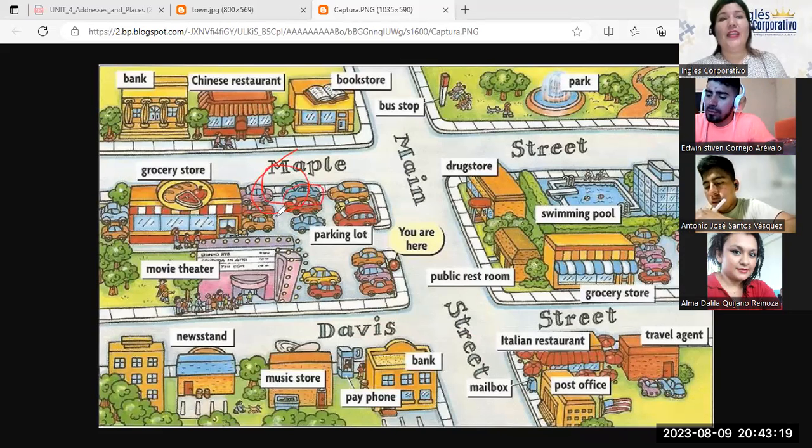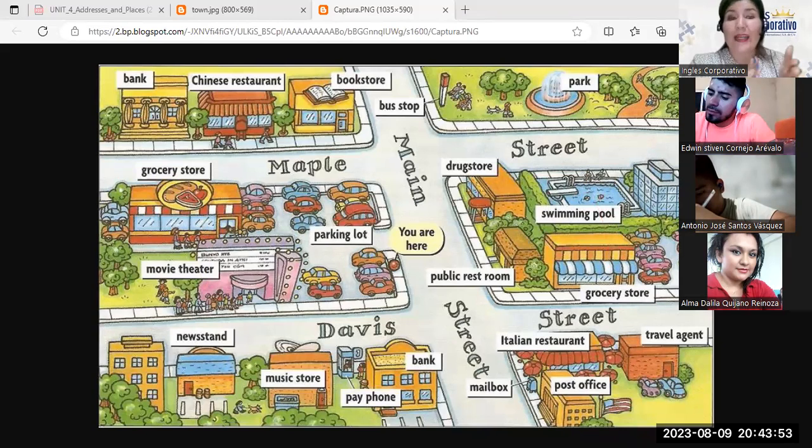The parking lot is behind the movie theater. And the grocery store is behind the movie theater. Está atrás del cine. Ahí hay una tienda atrás del cine, right? The swimming pool. ¿Dónde está la swimming pool? Behind. The grocery store. Está detrás de la tienda. The swimming pool is behind the grocery store. Behind. Next to, a la par.